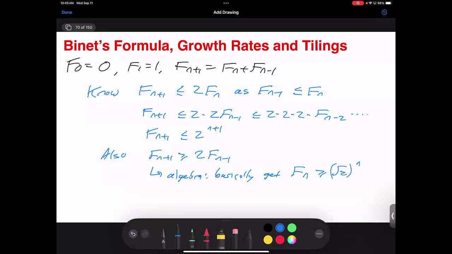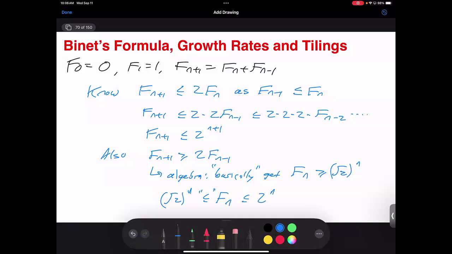I'm going to say basically because maybe there's a little bit of an issue when n is small. N is 1, for instance. I'm not saying f1 is greater than square root of 2. But eventually this is going to be true. And the reason is every time we increase n by 2, we get a factor of 2. So root 2 times root 2 is 2. So we have essentially root 2 to the n is less than or equal to Fn is less than or equal to 2 to the n.